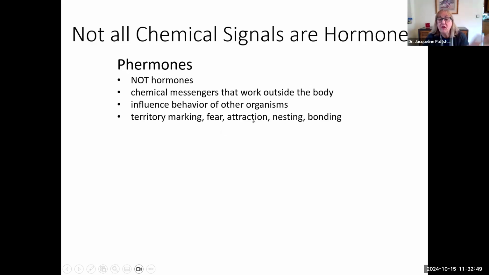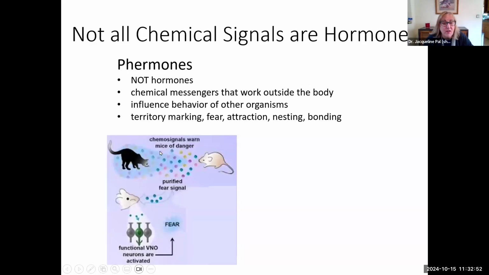Pheromones can also be used for fear as well as attraction, nesting, and bonding. So, for instance, pheromones coming from cats can warn mice of danger because they will activate certain neurons in the mice, generating fear in their limbic system. And so the mice will hightail it and run away if the mice are smart. If they don't activate those neurons, then the mice don't have fear from that cat. So if that cat doesn't have that particular pheromone, it won't happen.